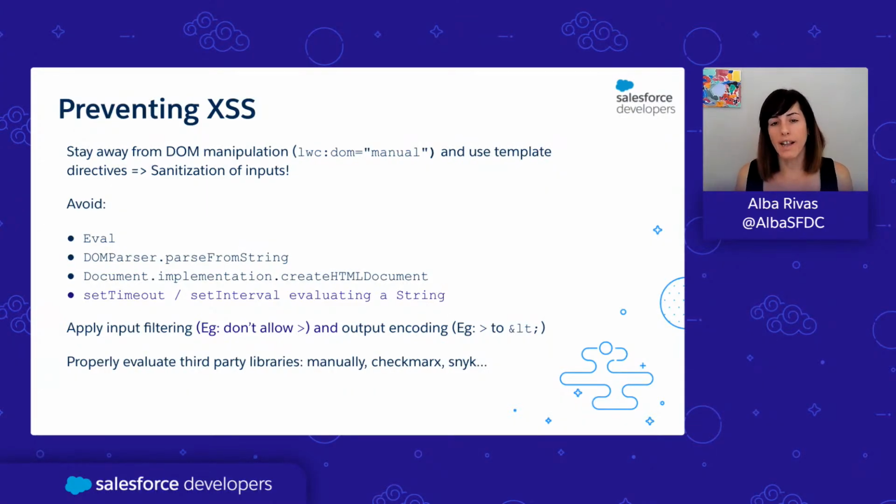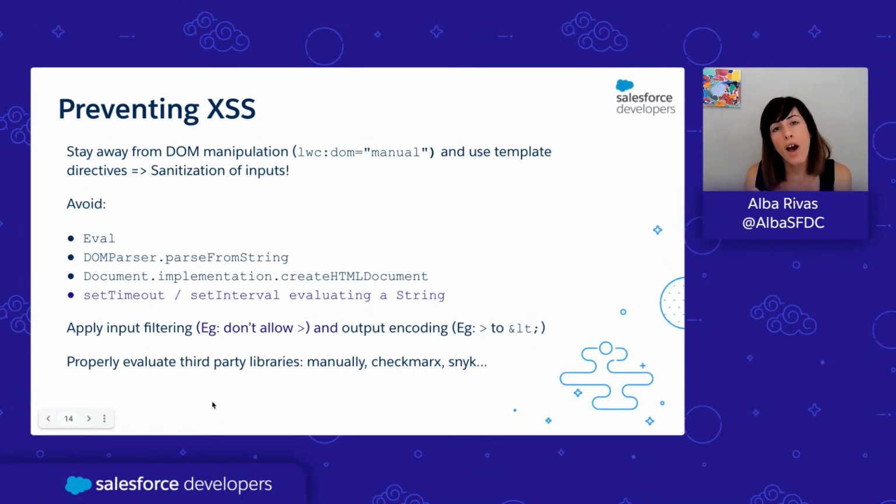So, what else? Well, we have seen that there are some JavaScript functions that by default are an entry point for cross-site scripting that you can use in Lightning Web Components, but that we recommend you to not use in any case. Those functions, we have seen an example before, eval, right? With eval, cross-site scripting may happen super easily. Don't parse from string, document implementation, create HTML document, and set timeout, set interval, right?